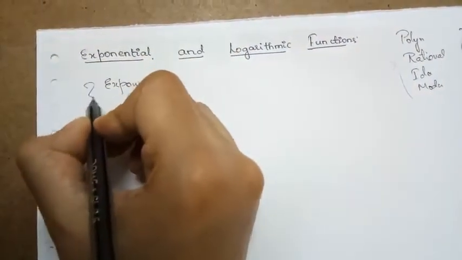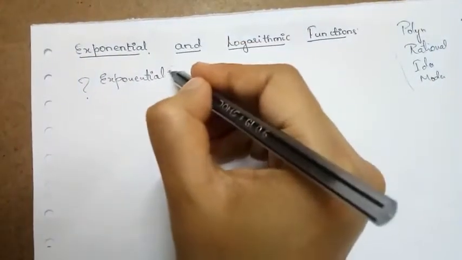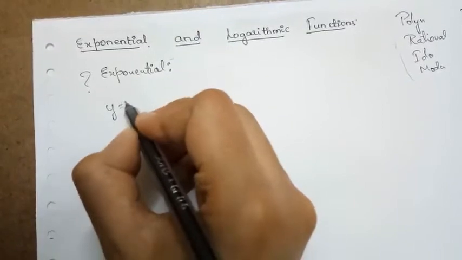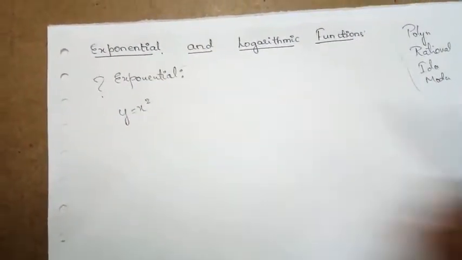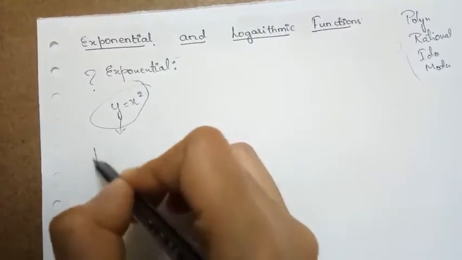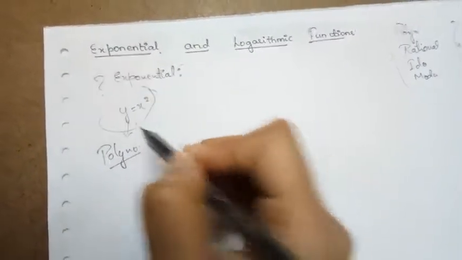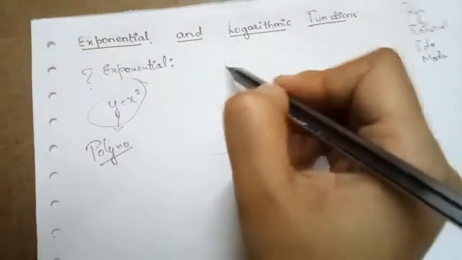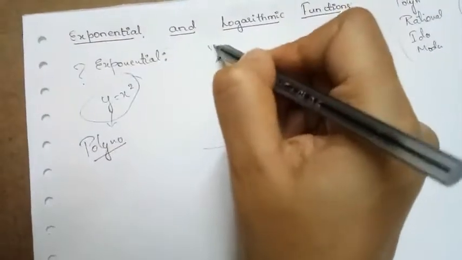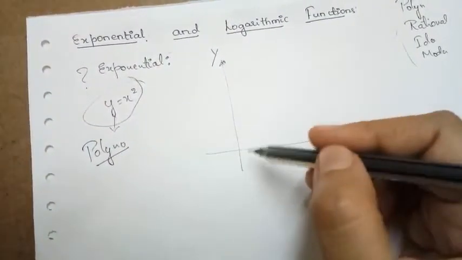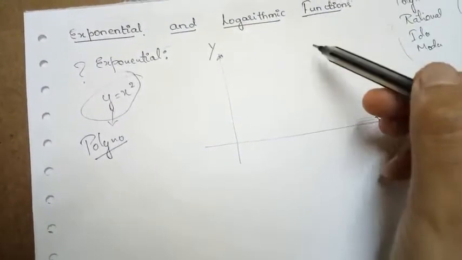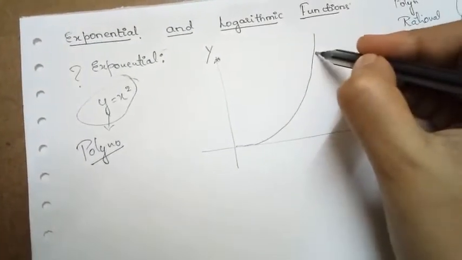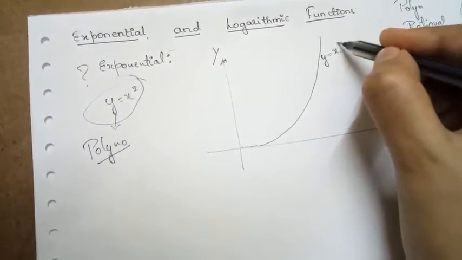Before understanding the definition of an exponential function, let us consider a function y equals x squared. It is one of the polynomial functions, right? Suppose I draw the graph of this function, with this as the x-axis and this as the y-axis. It will be a parabola like this. So this is the graph of the function y equals x squared.